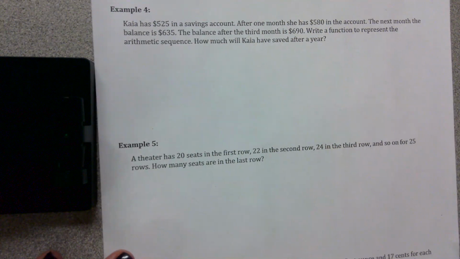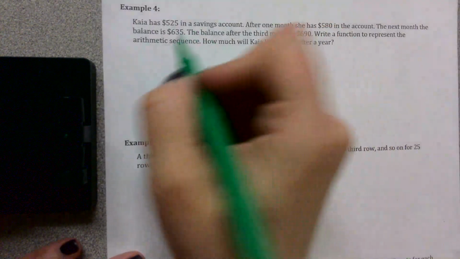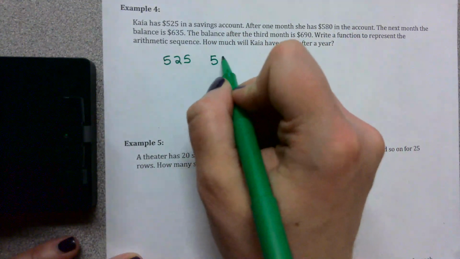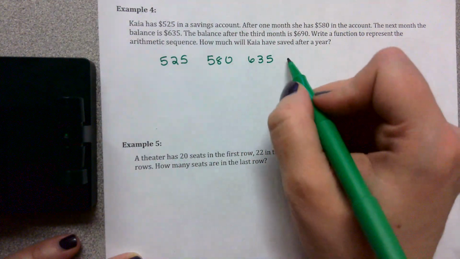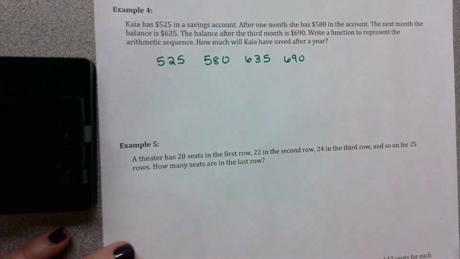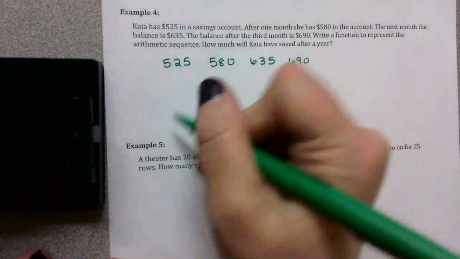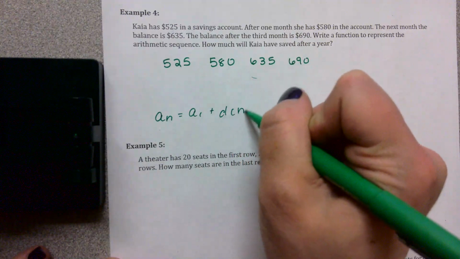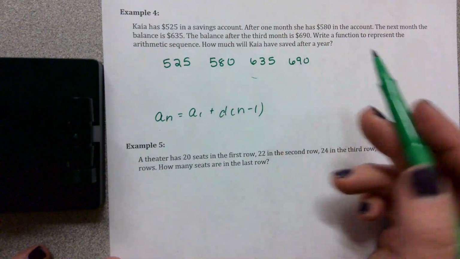All right, flip to the back. It says Kaya has $525 in a savings account. After 1 month, she has $580. The next month it's $635. The third month it's $690. Write a function to represent this arithmetic sequence. Well, we just wrote down the formula. We said a sub n equals your first term plus however many common differences you're adding, n minus 1. How much will Kaya have saved after a year?